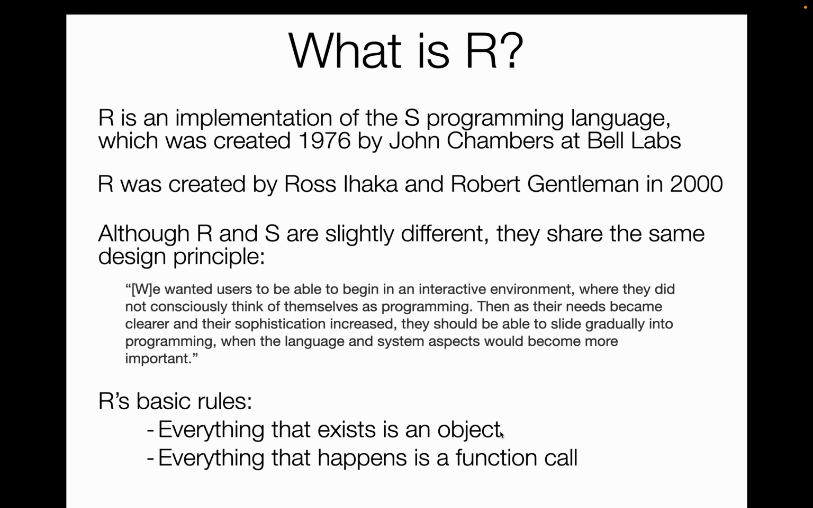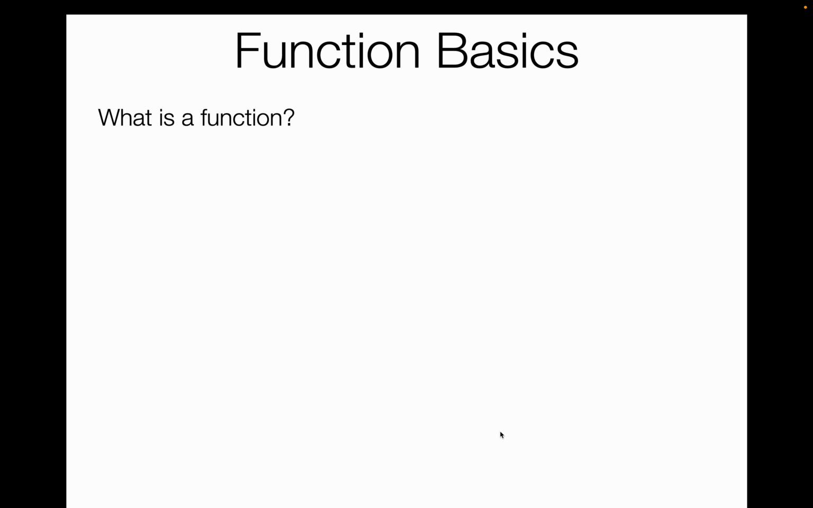Now, I have this slide. This was at the beginning of the data science slides, and I put this here again just to familiarize ourselves with R. I don't really care about the top part, only about the bottom. R's basic rules are that everything that exists is an object, and everything that happens is a function call. Now, there's going to be a lot happening, and so there's going to be a lot of function calls. So, what is a function?